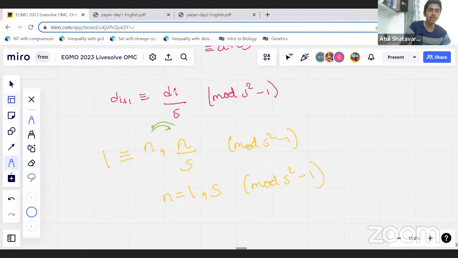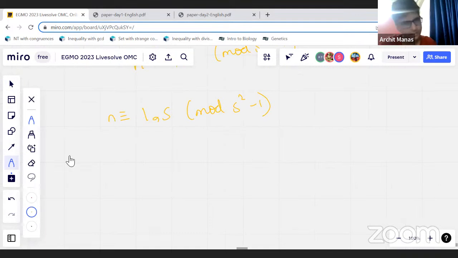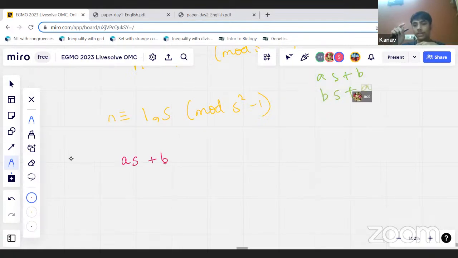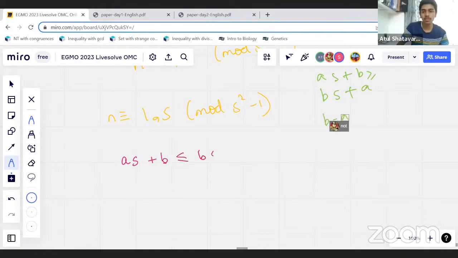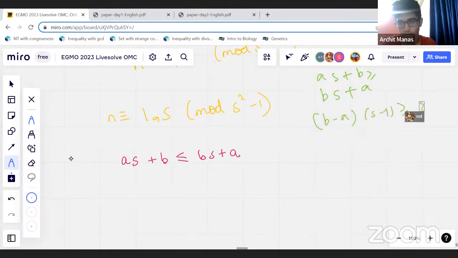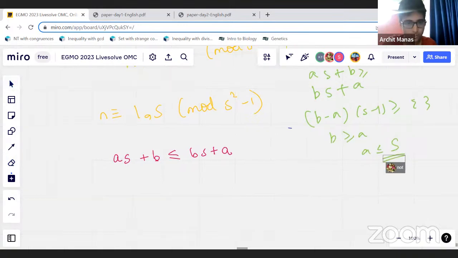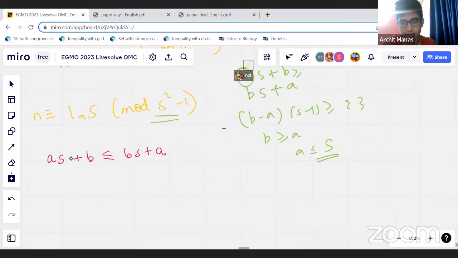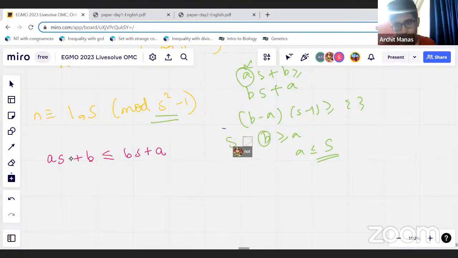And the other direction is if n begins congruent to 1 or s mod s squared minus 1, then we just want to show that it will eventually reach 1 itself. There is some detail in that, because if you have as plus b, and you have bs plus a, so if the twist does not decrease, that means bs plus a is at least as large as as plus b, say. Then you get that b minus a times s minus 1 is at least this, whatever. Then you get b is at least a, which means a is at most s, and then you can just bash it, because modulo s squared minus 1 that fixes the value of a to something. a is less than or equal to s, because b is a remainder, right? So s is greater than b.